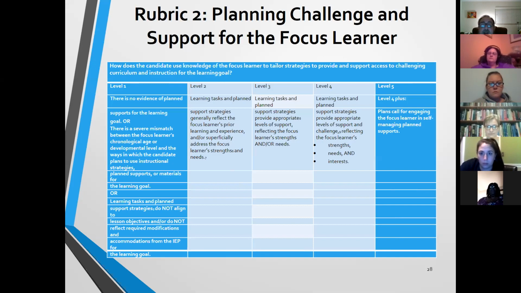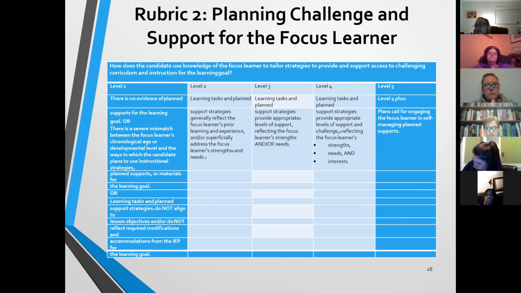And finally, level 1, there is no evidence of planned supports for the learning goal, or there is a severe mismatch between the focused learner's chronological age or developmental level and the ways in which the candidate plans to use instructional strategies, planned supports or materials for the learning goal, or learning tasks and planned support strategies do not align to learning objectives and do not reflect required modifications and accommodations from the IEP for the learning goal.